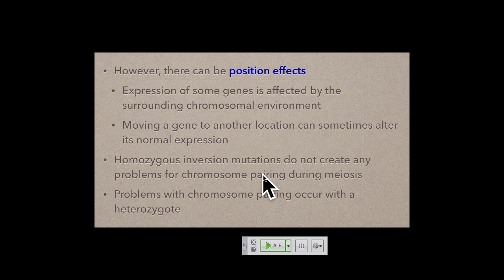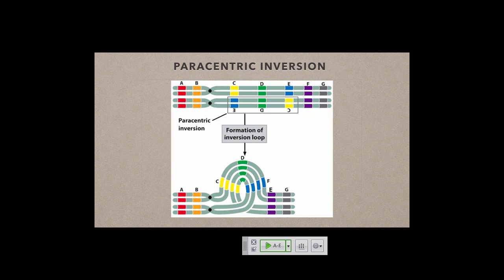Also, if the inversions are homozygous, that's not a problem for genetic recombination. Remember, the chromosomes are going to line up nucleotide by nucleotide along their length. But if they're both identical because they're homozygous for this inversion, it's not a problem. The problem happens with the heterozygote. So it's going to be pairing a wild-type chromosome with the chromosome that has the inversion. And that's where you get into these kind of crazy drawings.